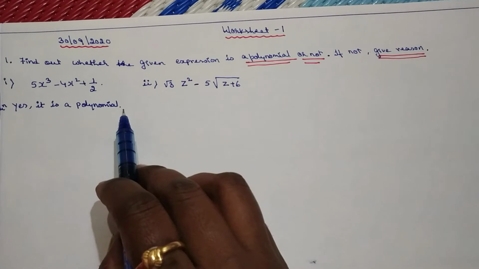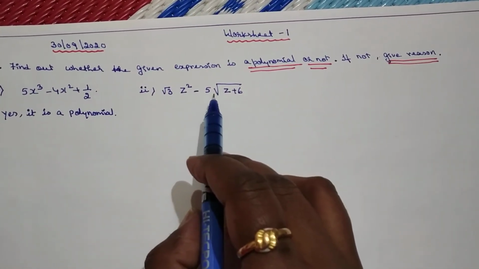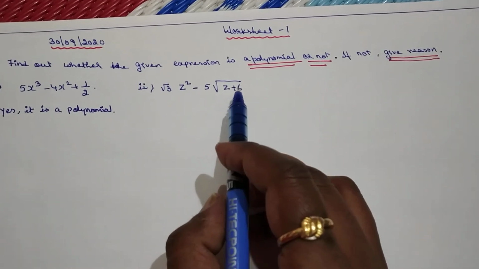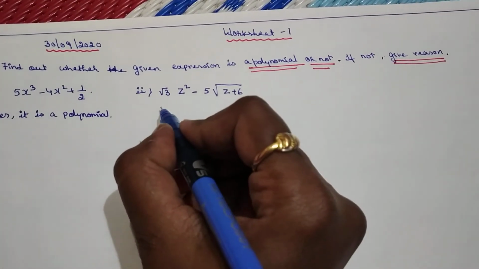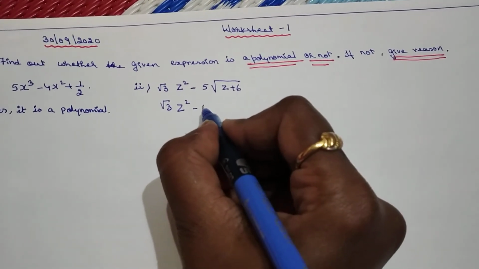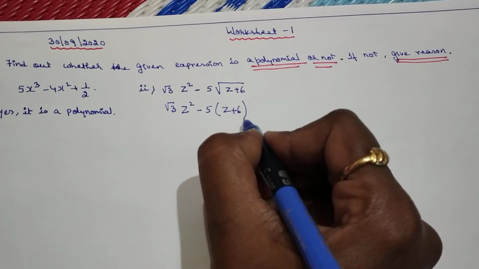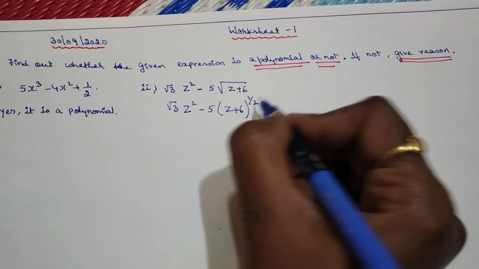Yes, it is a polynomial. Second question, square root 3 z square minus 5 square root of z plus 6. Here this can be written as root 3 z square minus 5 into z plus 6 to the power of 1 by 2. Right?